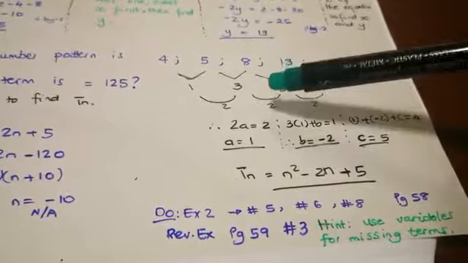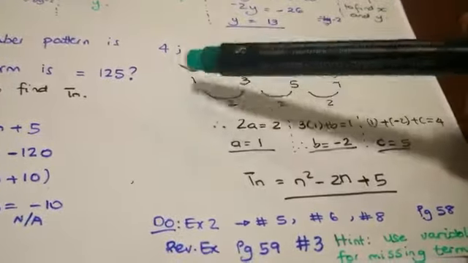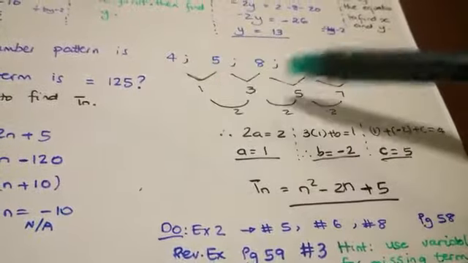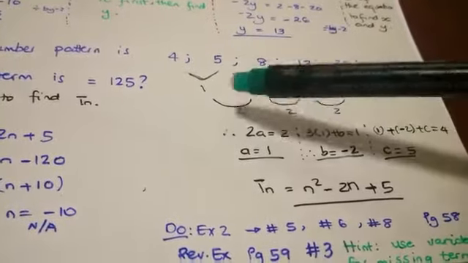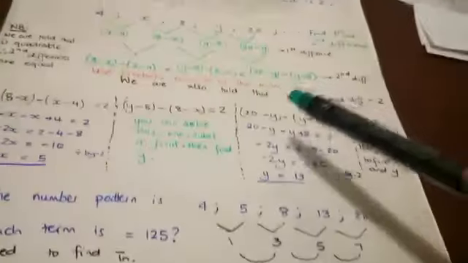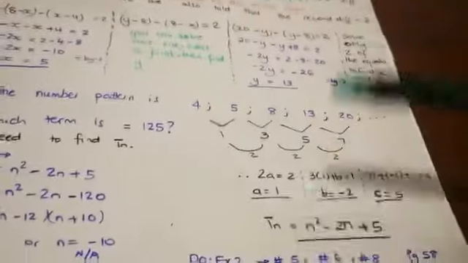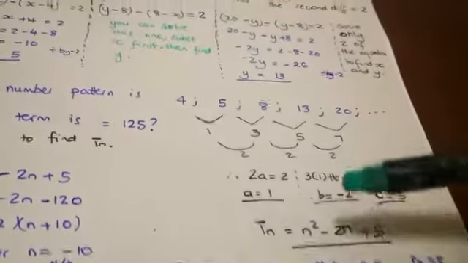I calculated, first did my first difference. So my first difference is 1, 3, 5, and 7. And then I did my second difference, which is 2, 2, 2. As it is stated, the second difference is 2. So it means our calculations are correct.